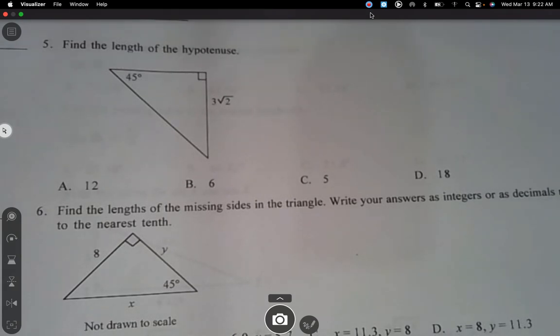My 30, 60, 90. Oh, it's the square root of 3. This one has a square root of 3 because it has the 30. That's how I remember this one. But its hypotenuse equals 2s. And then my leg is s square root of 3. I hope.